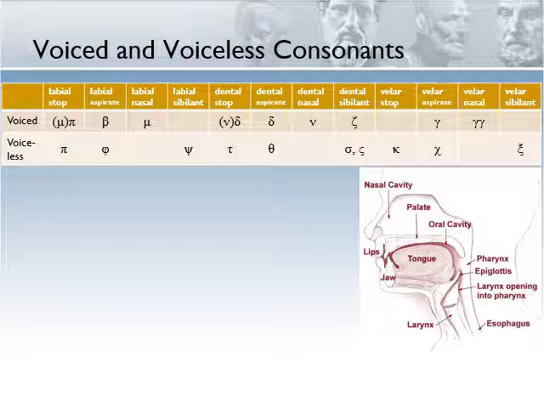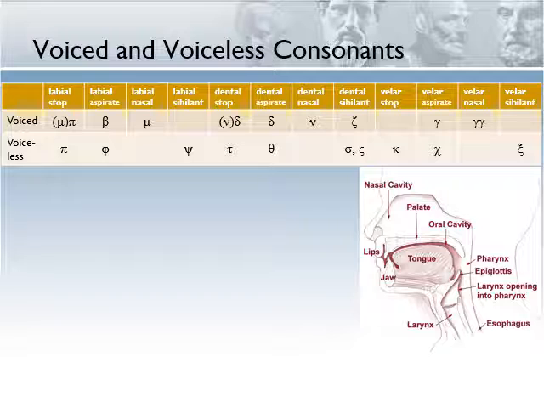We'll talk about some other things as we move through this lecture, as we think about some of the digraphs as well. But if you try pronouncing each of these, you'll notice that some of them are voiced and some are voiceless. So let's come back and think about those labial consonants again.